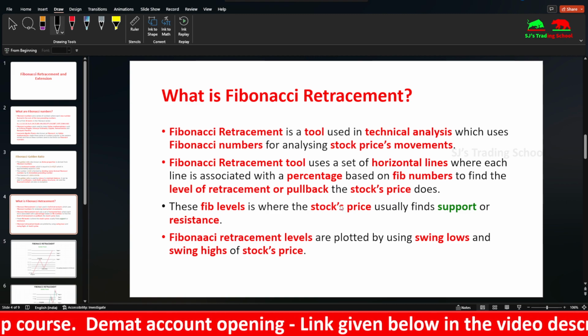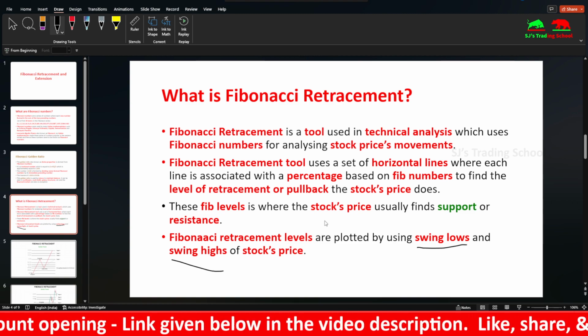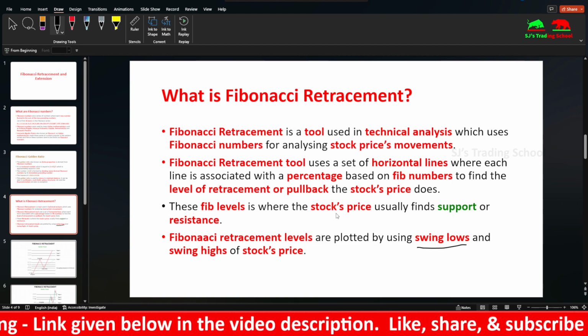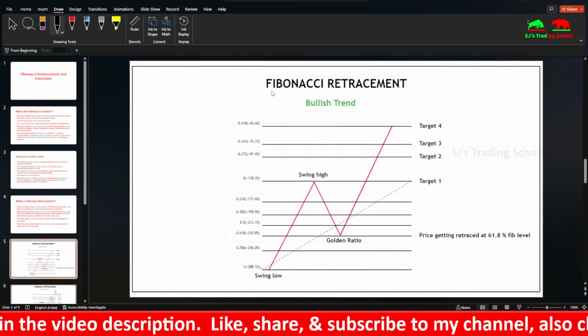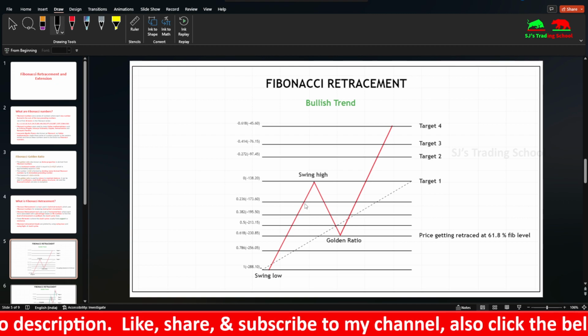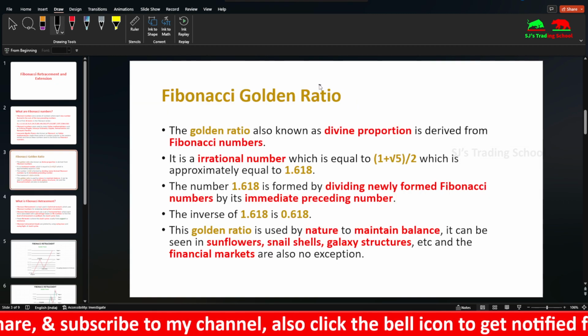These levels are plotted by using swing highs and swing lows. This is very important: swing highs and swing lows. Every retracement is plotted by using swing highs and swing lows. So this is the structure of the bullish trend. Before going into that, let's learn about the golden ratio.